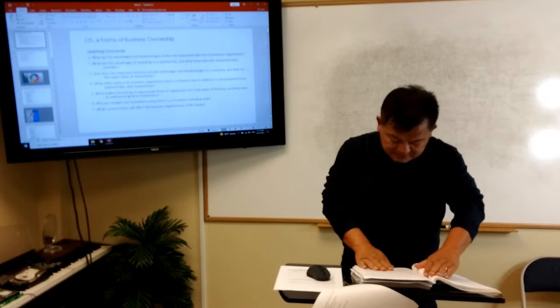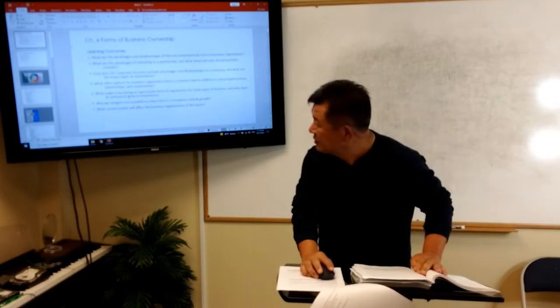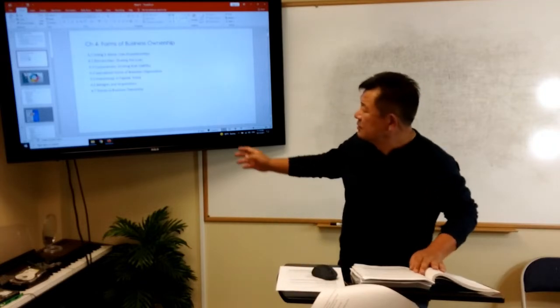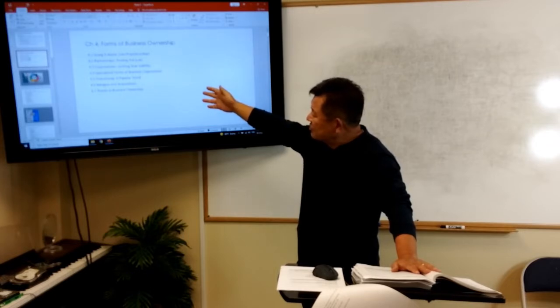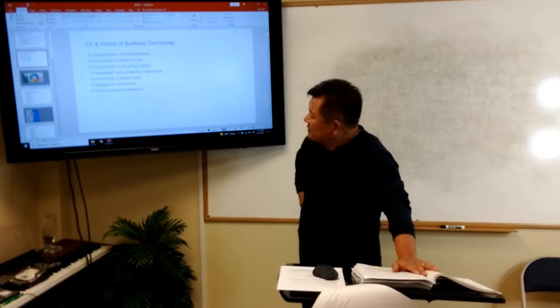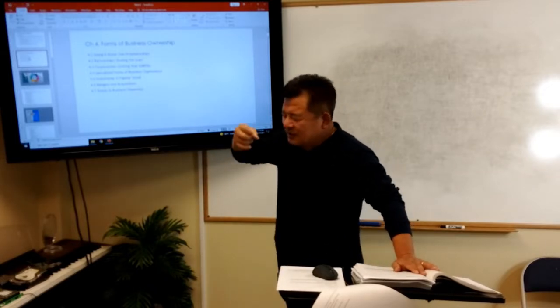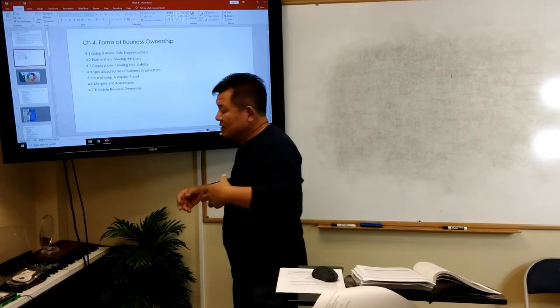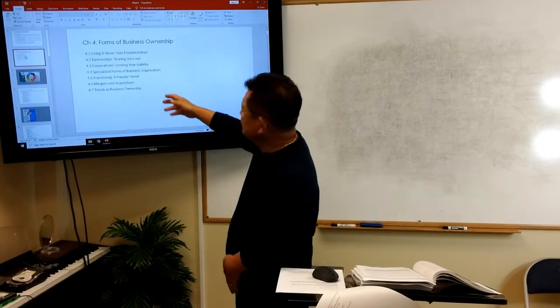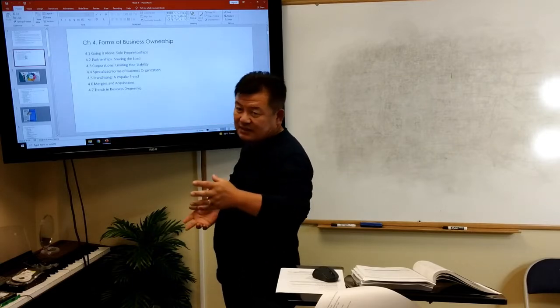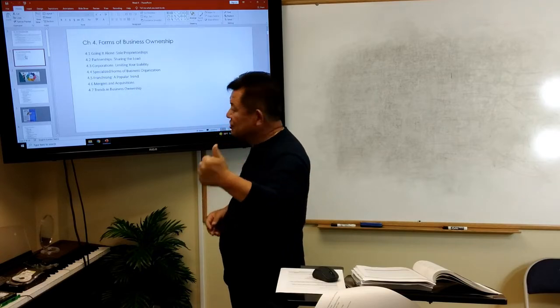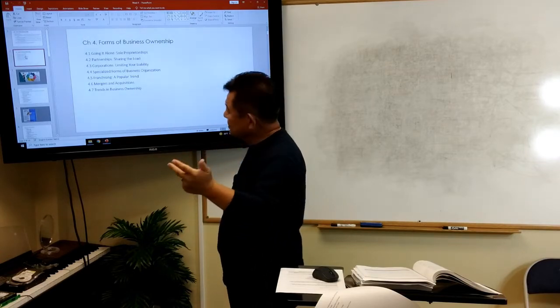Okay, so this chapter consists of 7 parts. First, going it alone means sole proprietorship. Second is partnership: share the load, share the assets, share the risk, and share the responsibility. And third one is corporation, limited liability. As I said, we have 3 things: sole proprietorship, partnership, and corporation style.